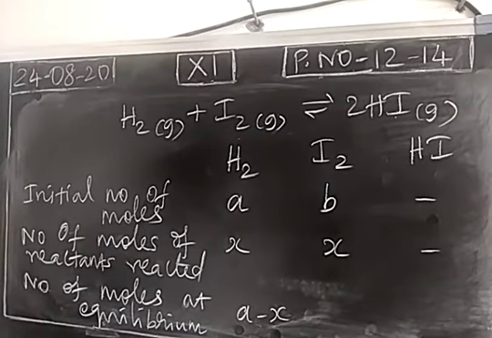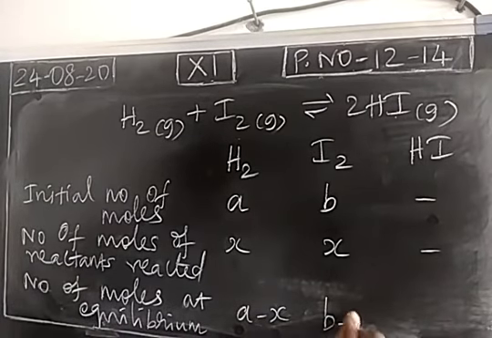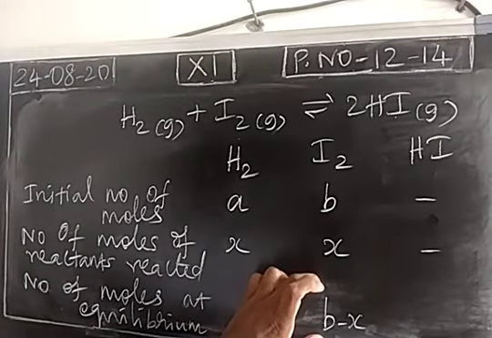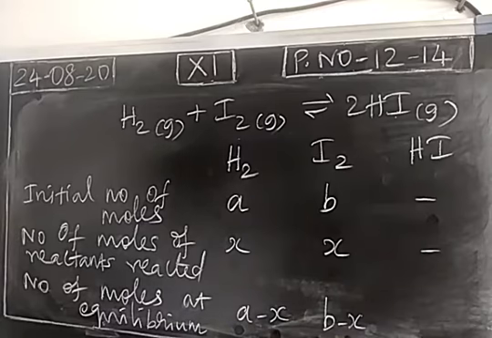So at a particular time, when equilibrium is reached, some quantity of reactant is converted into the product. So this is the remaining number of moles of reactant hydrogen. Then for iodine, B minus X is the remaining number of moles of iodine in the equilibrium mixture. From B moles, X mole is converted into the product. So the remaining is B minus X.